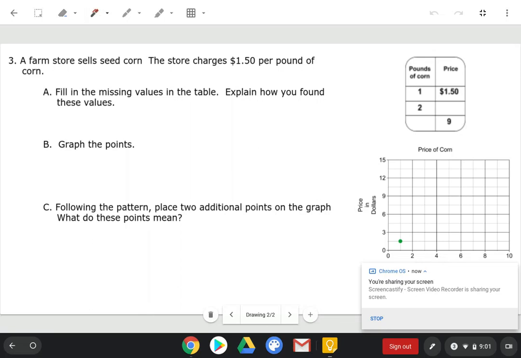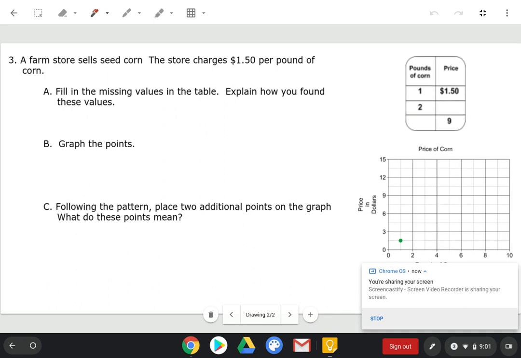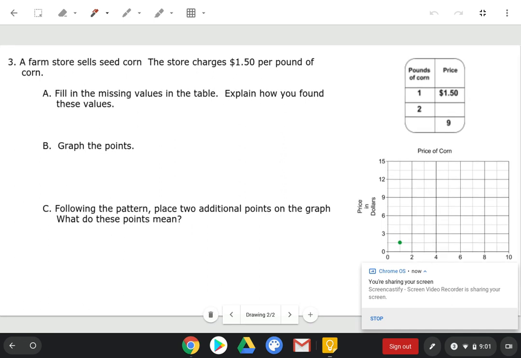I want to review what we did last week. Last week, we were working with scaling and cross products to find missing values in ratios. So we're actually going to build upon those skills this week, but this time we're going to be using tables and graphs. So let's go ahead and get started.